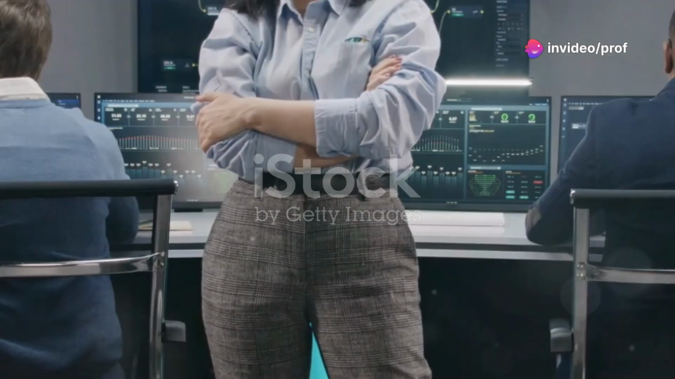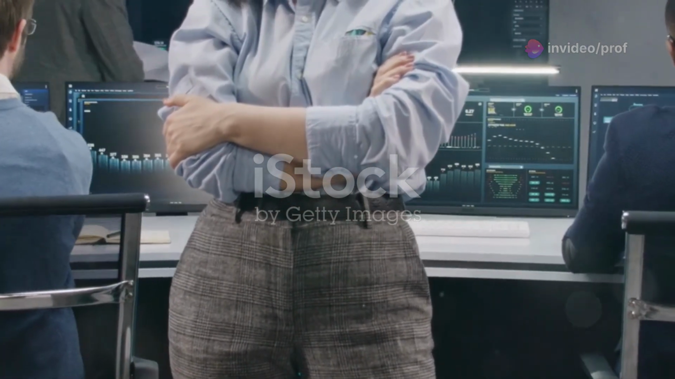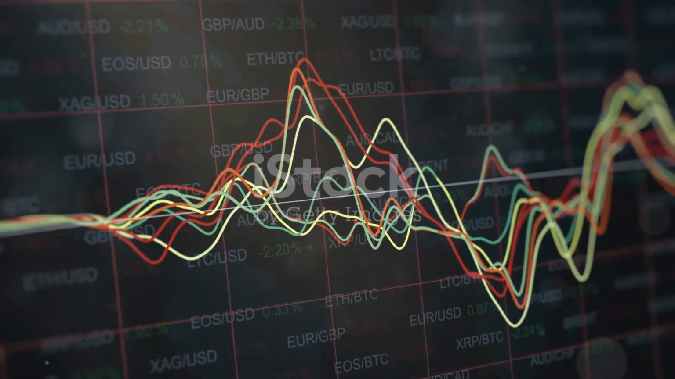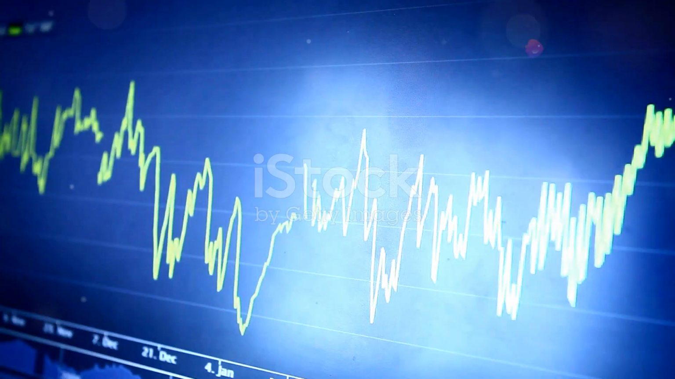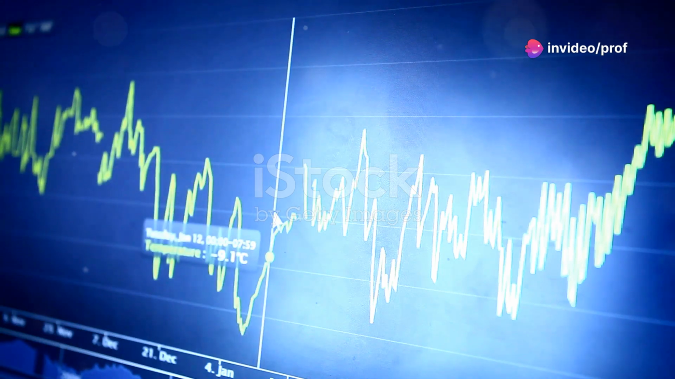In the world of data, time series data stands out as a unique and fascinating category. It's a sequence of data points collected over time, where the order of observations is crucial. From tracking stock prices to monitoring weather patterns, time series data is everywhere.